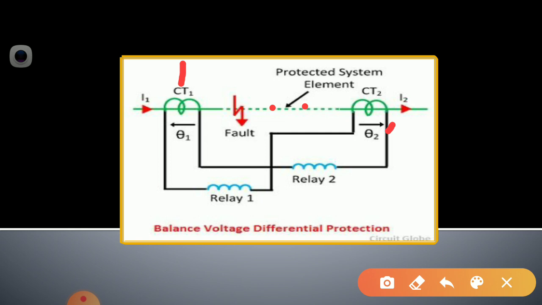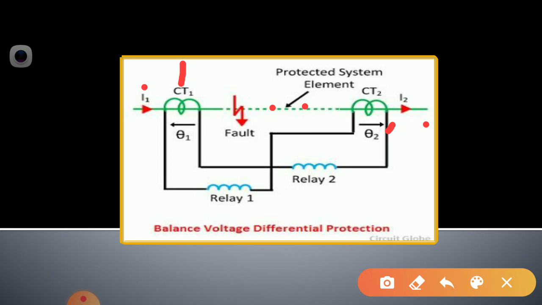The voltage balance differential relay uses the air core current transformer in which the voltage induces the resulting current. Now, when the fault occurs, in the normal condition, if the incoming currents I1 and I2 are the same, then no current will flow through relay 1 and relay 2.